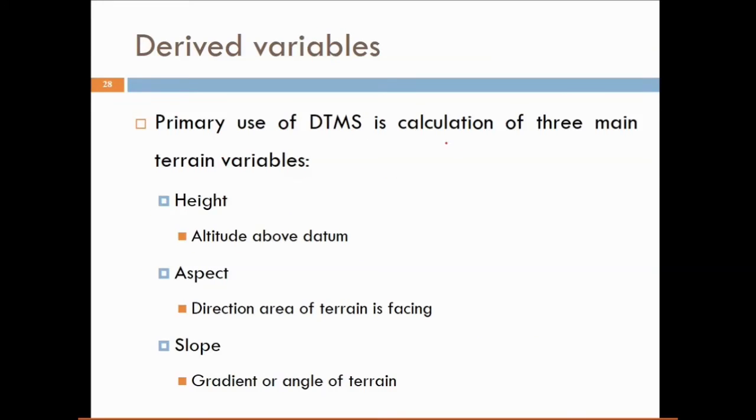Then we have various derived variables from DEMs and DTMs. We primarily use DTMs in the calculation of height, aspect and slope. So what is height? This is the altitude above the datum. Aspect is the direction an area of terrain is facing, and slope is the gradient or angle of that terrain.